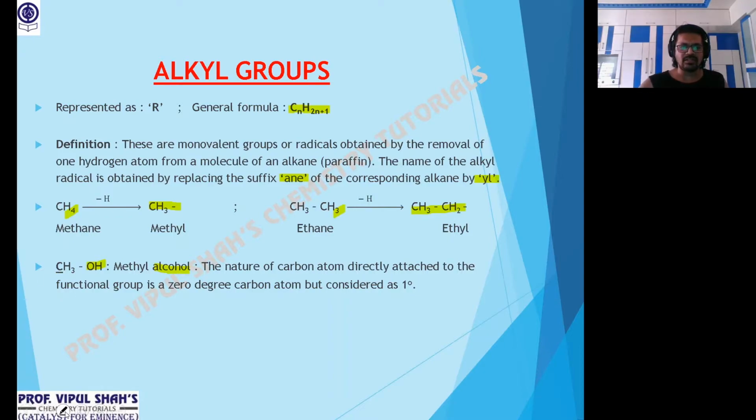Now important, I have circled this carbon. Observe this carefully. With respect to that, I want to know the nature of this carbon. Primary, secondary, tertiary, quaternary. This carbon is attached to how many other carbons? No one. So as such, what type of carbon is this? It is a 0-degree carbon. But a 0-degree carbon does not exist, so it is considered as 1 degree. So remember this. In methyl, as there is only one carbon and it is directly attached to the functional group, it is considered as 1 degree.